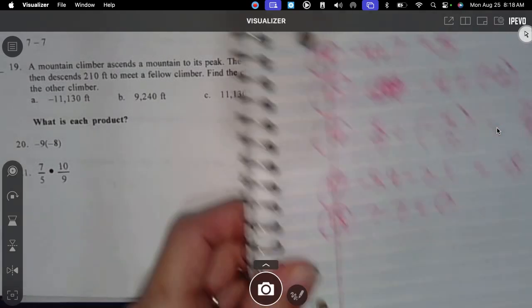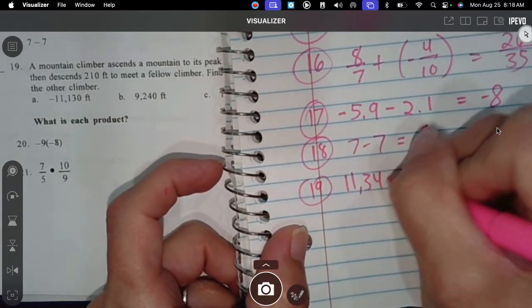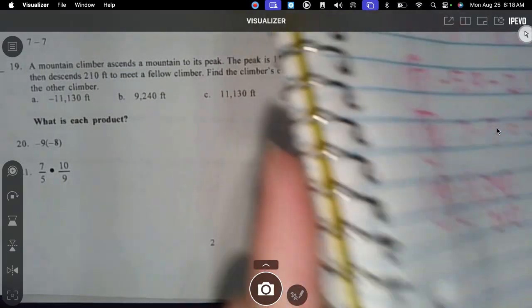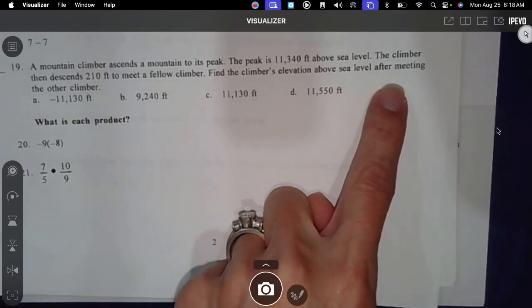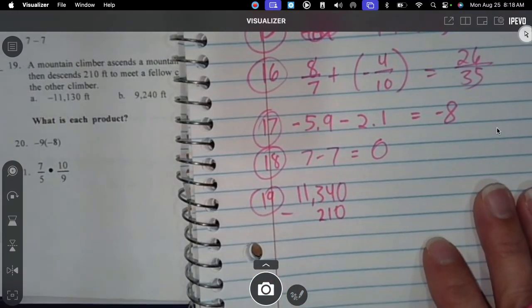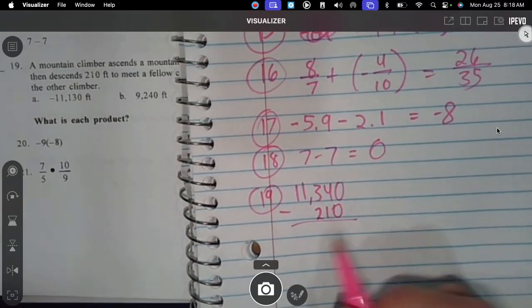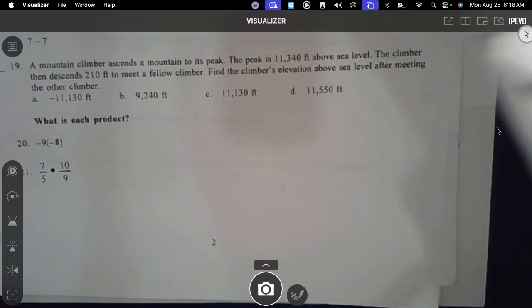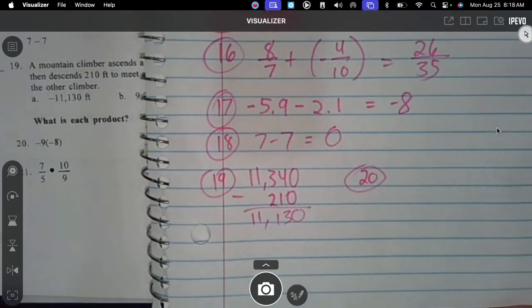So look, I'm just going to write that down. Number 19. What did I say? 11,340. And I'm going to subtract 210. Find the climber's elevation above sea level. So let's just do that. What do you get on this one? C. What was it? 11,130. That is C. Okay, number 20. We are flying through this.